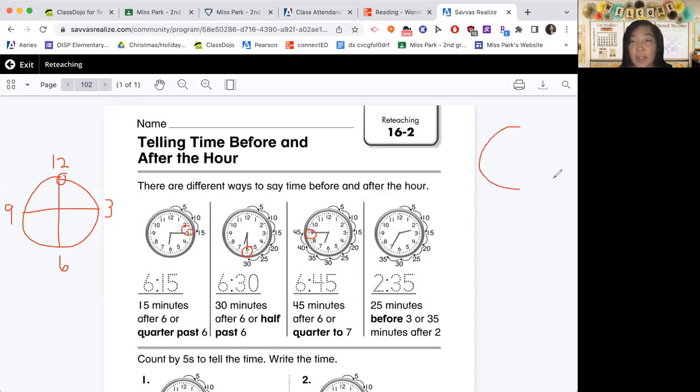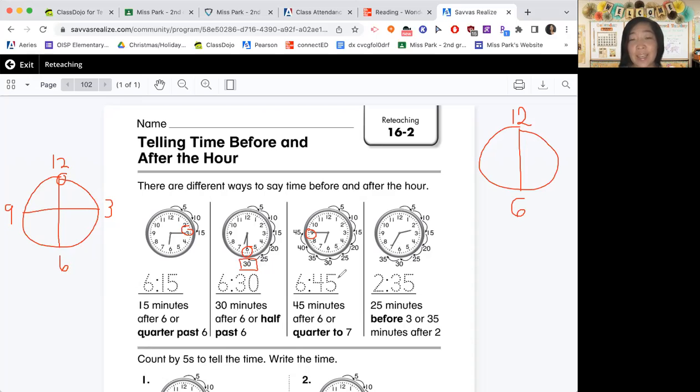If we cut this pizza in half, how many pieces does each person get? Well, how many pieces are there? Sorry, that's what I meant. 2. So then the 6 would be that halfway mark. So half past 6 means it's 6:30, because that 6 is where the 30-minute mark is, or 30 minutes after 6.